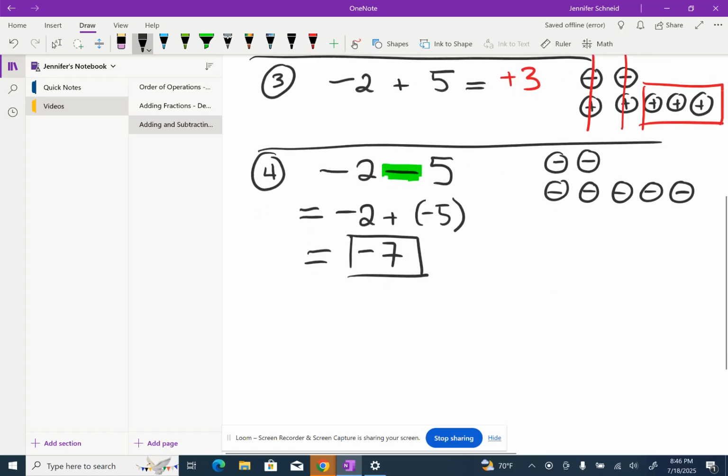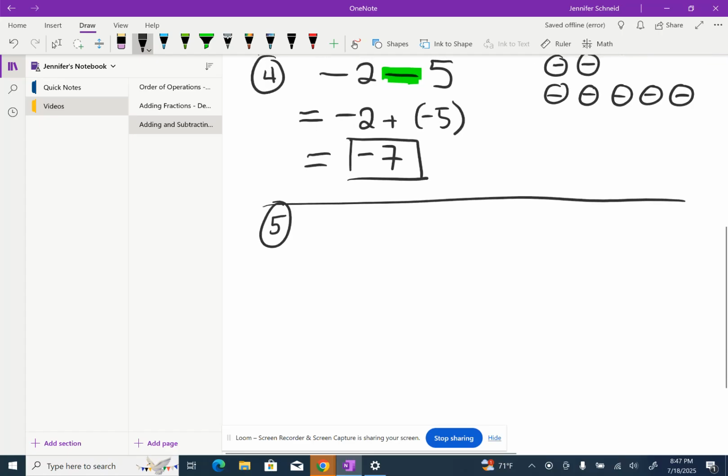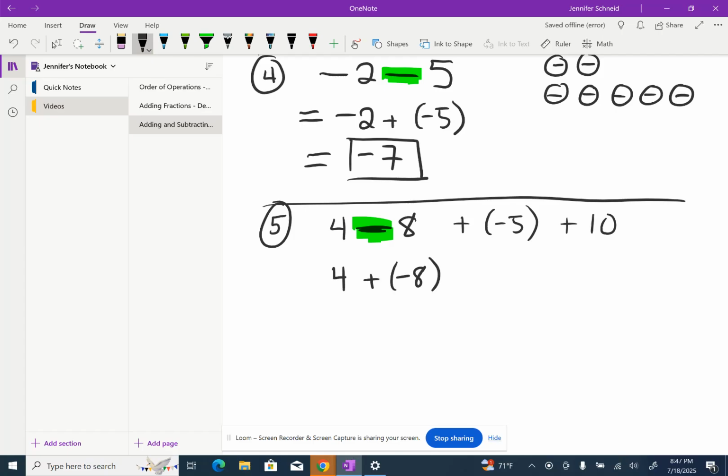So it's really easy if you think about drawing these positive and negative circles. There's lots of other methods, but people visually find that the easiest to kind of understand. Now for our last example, how about if I have 4 minus 8 and then plus a negative 5 plus 10? Now recall that when we have that negative between the two numbers, we're going to change that into a positive. And then we're going to attach that negative to the 8.